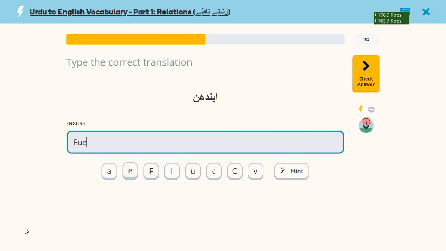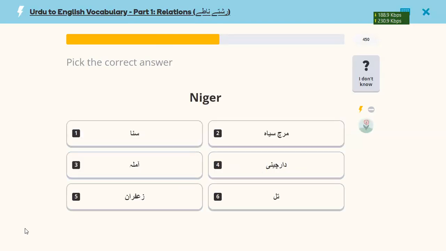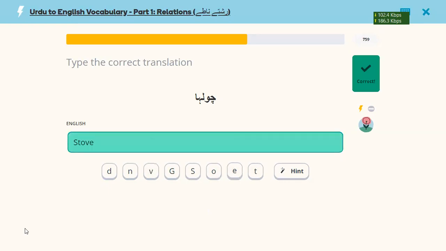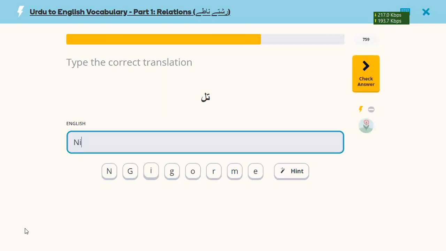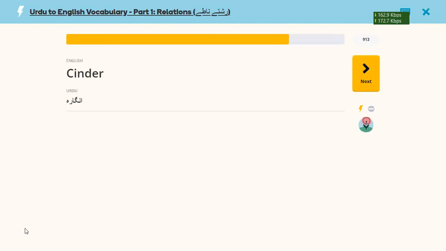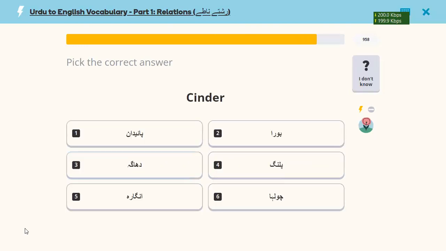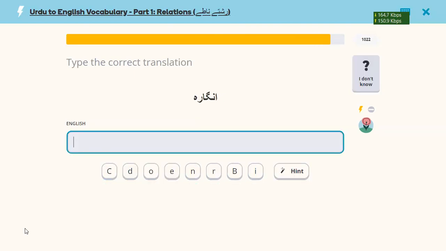F-U-E-L. Sixth one. Fifth one. S-T-O-V-E. N-I-G-E-R. Fuel. Angar. Angar is fire. Cinder. Angara, fifth one. S-I-N-D-E-R.